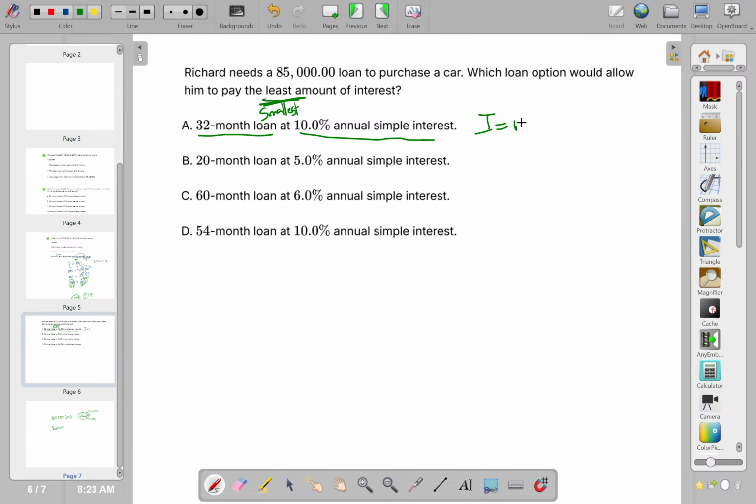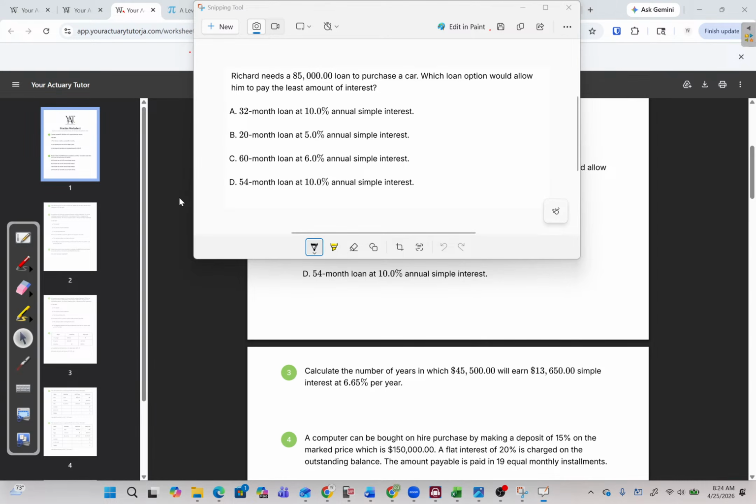Interest equals PRT. Principal is 85,000. Rate, 10% as a decimal, 0.1. Time, 32 months. That's 32 divided by 12. That is going to give me how much interest is under this option. So let's go straight into it.